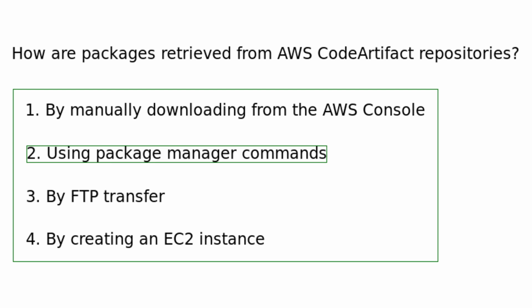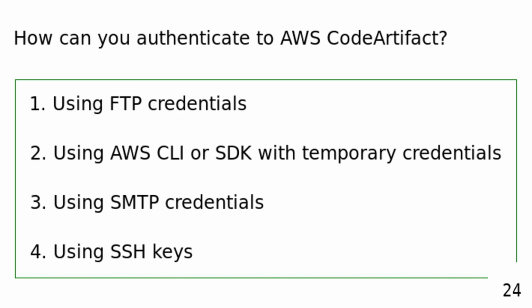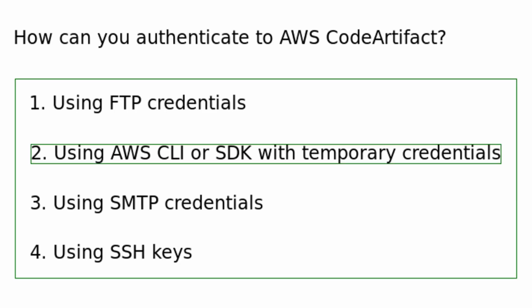or pip install. How can you authenticate to AWS CodeArtifact? Using FTP credentials. Using AWS CLI or SDK with temporary credentials. Using SMTP credentials. Using SSH keys. You can authenticate to AWS CodeArtifact using the AWS CLI or SDK with temporary credentials obtained from AWS STS.